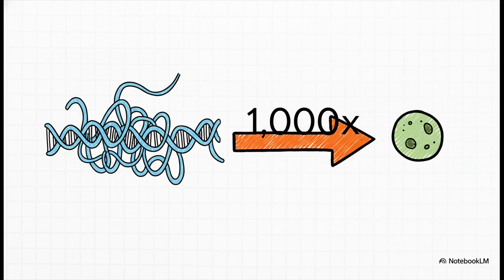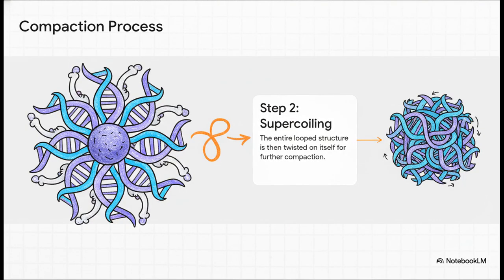1,000 times. That is just an insane level of compression. So how in the world does a bacterium pull this off? Well, it relies on a really powerful two-step process. Step 1 is all about forming what we call loop domains. The best way to picture this is to imagine the DNA blooming out from a central point, kind of like petals on a flower, and they're all held in place by special proteins.